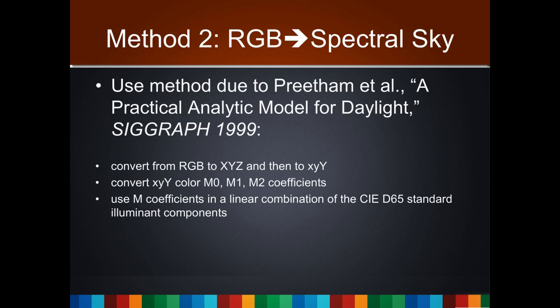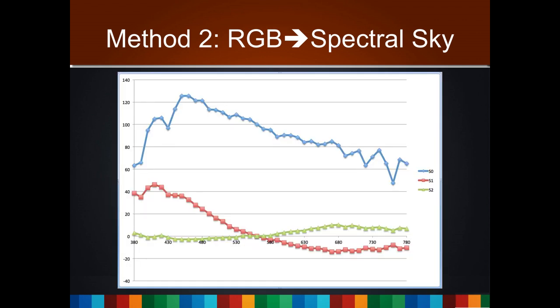First we convert to XYZ, and that's the same as xyY really. Then we convert that data to these 3 coefficients, which correspond to sky components. You'll see the curves for those in a second. They're essentially, I think, like a principal component analysis of sky, and then we use those coefficients in a linear combination of these standard components.